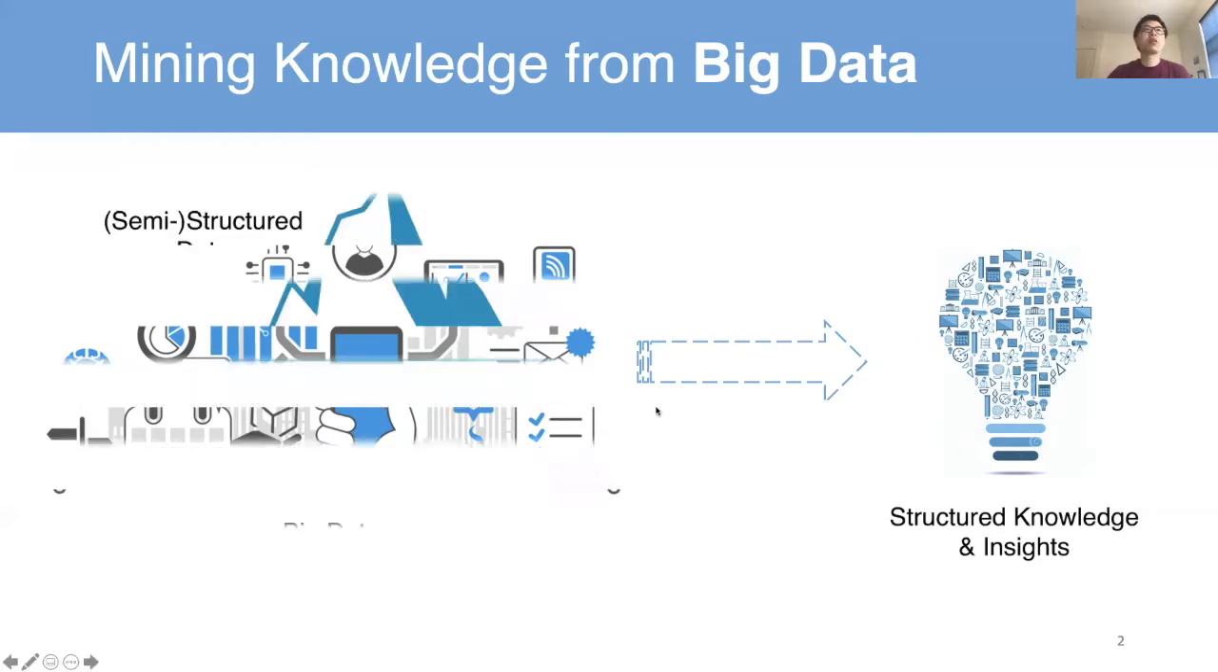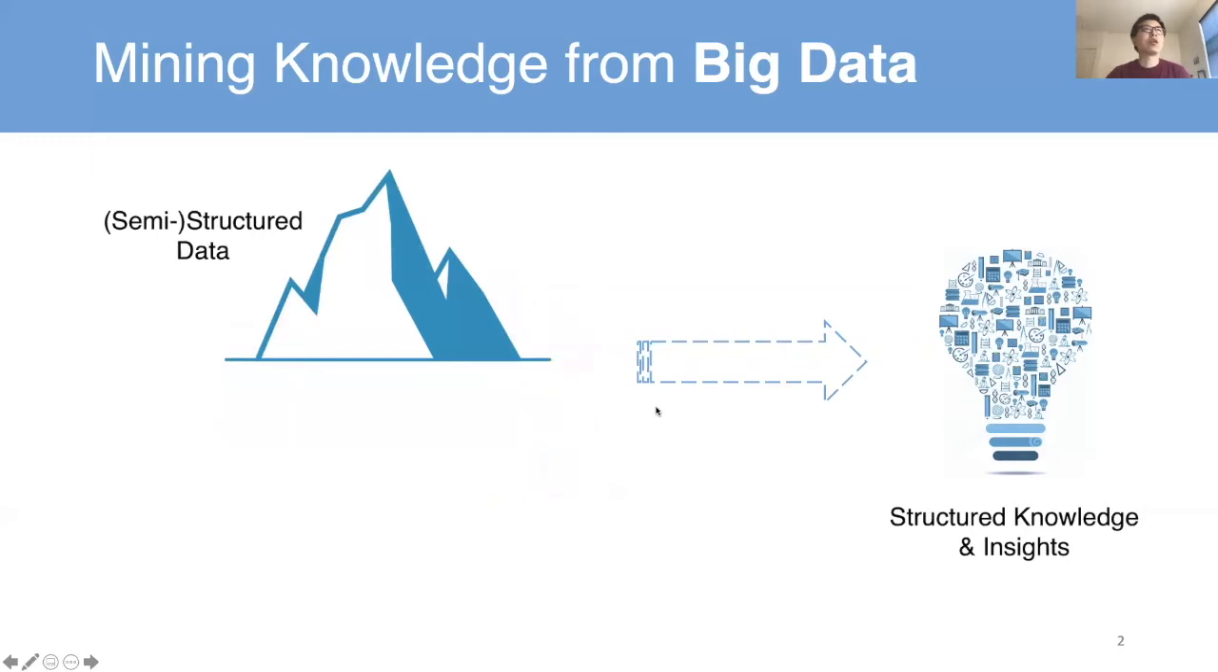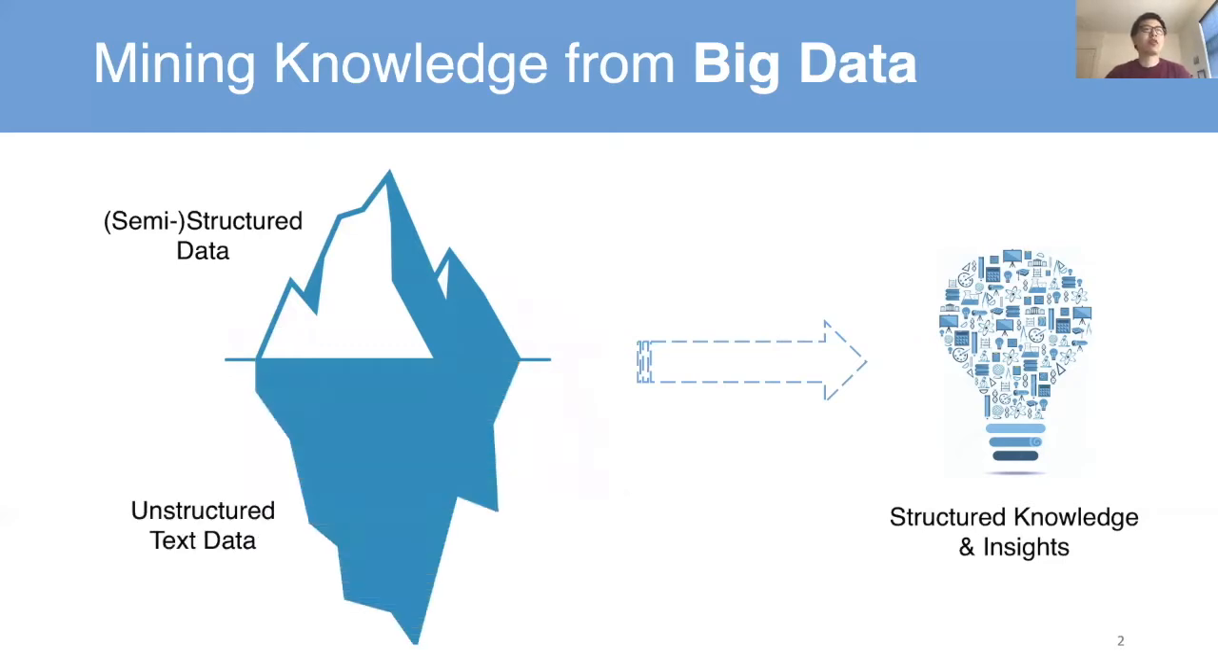There are many methods that have been developed for structured data or semi-structured data. This type of data includes networks, charts, and tables. On the other hand, there are massive amounts of unstructured text data lying there waiting for us.